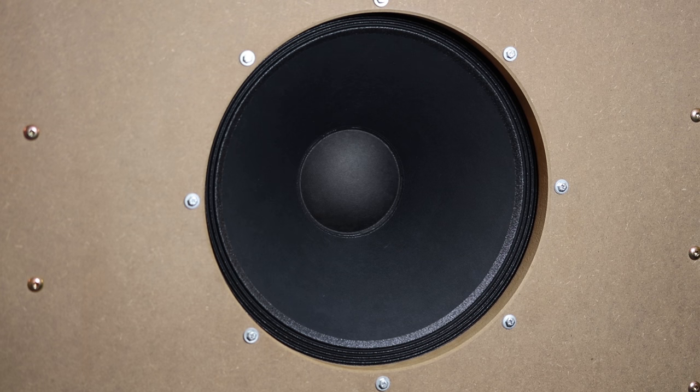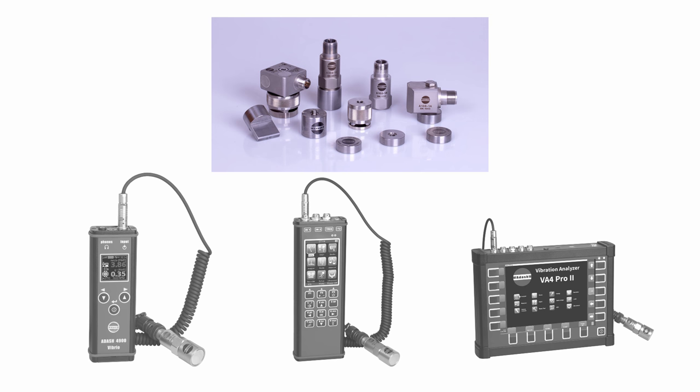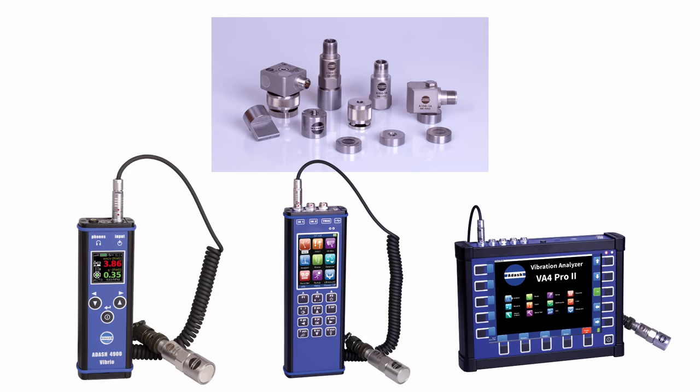Here is the bass speaker while playing some music. You can see the movement of the speaker membrane because the amplitude is high, but you cannot see the small movement of the machine while it is running. To see a motor's vibrations, we've got some excellent helpers today: an acceleration sensor and vibration meter or analyzer.